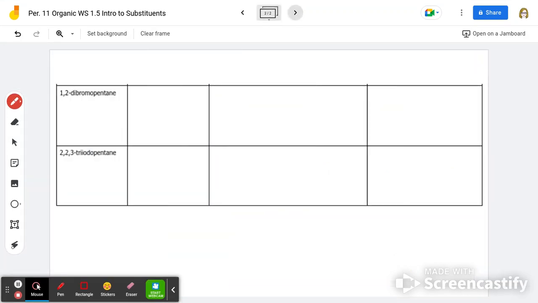All right, for this example, on your first carbon, you're going to have a bromo. That's a bromine. And on your 2nd carbon, you're going to have a bromine. And when you have 2 of the same substituent, they use di with it. So that's why it's 1,2-dibromo.